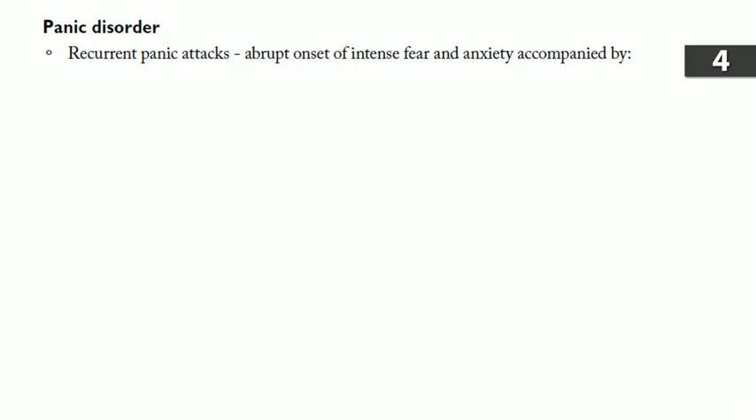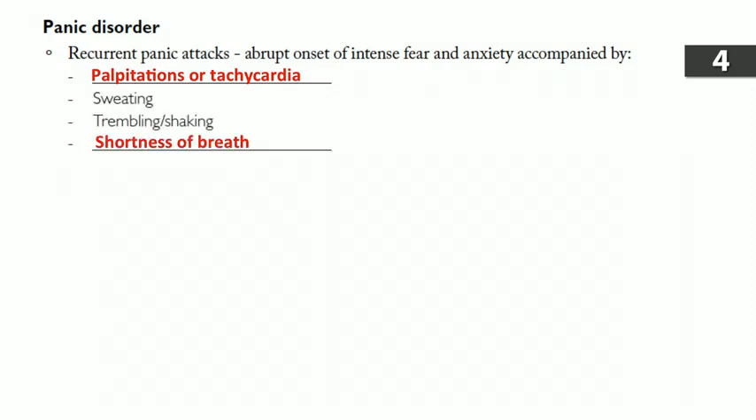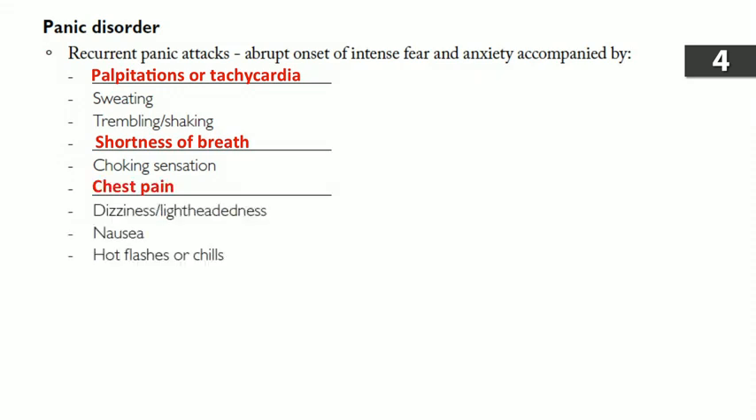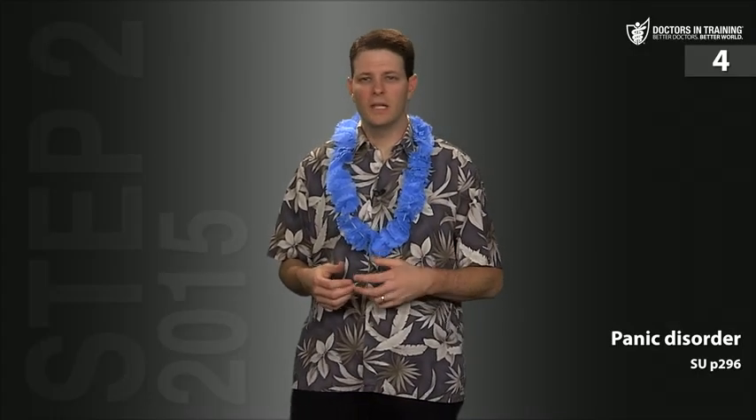So a panic attack is a specific, discrete, abrupt onset of intense fear and anxiety, during which the individual experiences palpitations or tachycardia, sweating, trembling or shaking, shortness of breath, a choking sensation, chest pain, dizziness or lightheadedness, nausea, hot flashes or chills, feeling of losing control or going crazy, and fear of dying. So you need at least 4 of those symptoms to call it a panic attack. Now, panic attacks are somewhat common, and lots of things can mimic panic attacks, including medical conditions like COPD and pulmonary embolism and hyperthyroidism. Plus, patients with PTSD or depression or other anxiety disorders can experience panic attacks as well.